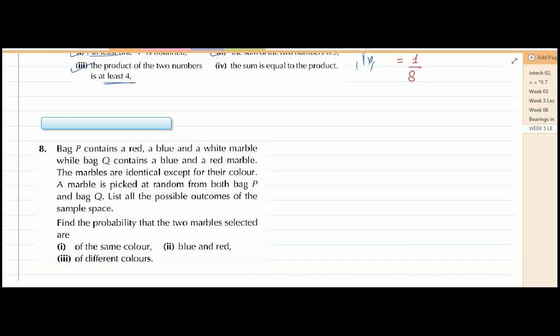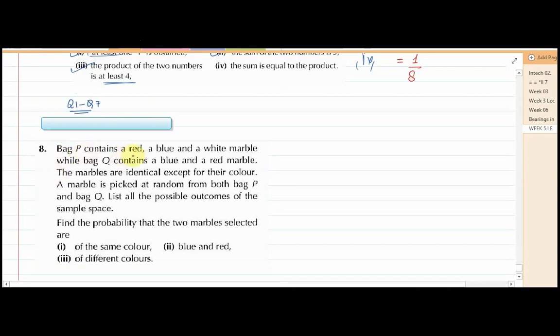Okay class, in last class we were doing exercise 3A and we have done from question number 1 till question number 7, right, in our last two classes. And in last class I had also discussed some practice questions. Now in today's class we are going to start with question number 8, exercise 3A.